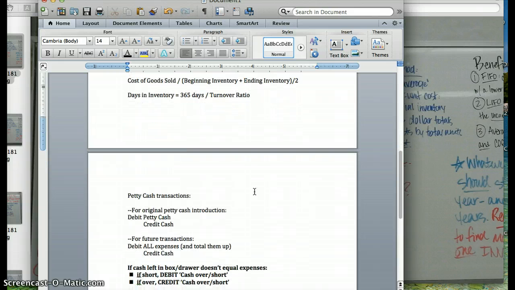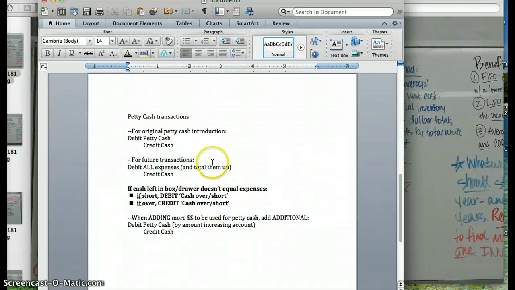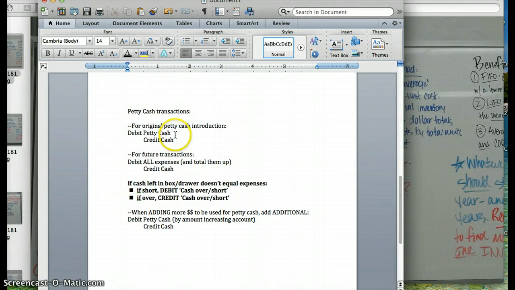And then lastly, real quick, only about a minute and a half left. For your petty cash transactions, when you begin the account, it's a debit to petty cash, credit to cash. For all of your transactions, you want to debit all of your expenses, total those up, and then credit your cash. If the cash left in the box or drawer doesn't equal your expenses, if it's short, debit cash over short, and if it's over, credit that number. And if you want to add more money to be used for petty cash for a different period, like a month for example, add only the additional amount, not the total. So whatever you increase it by, you're going to debit petty cash, credit cash.